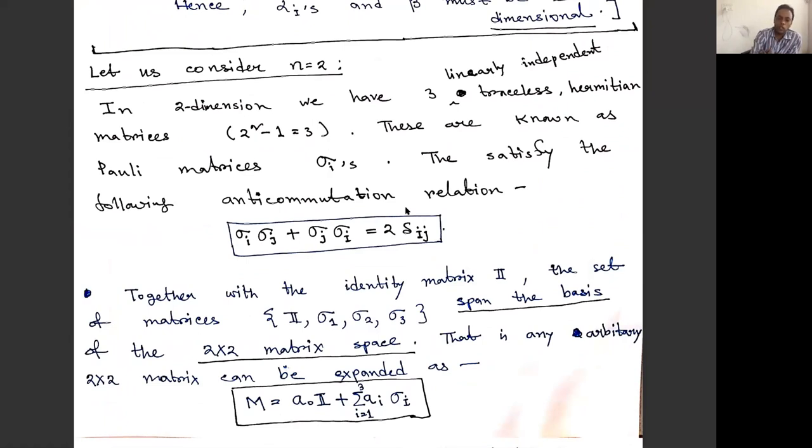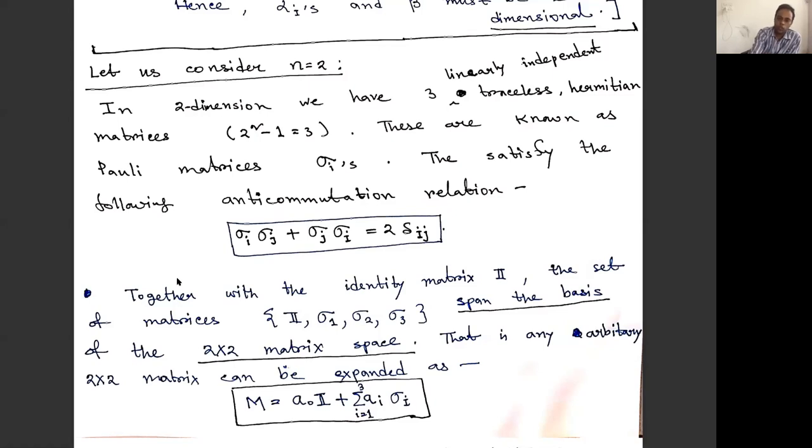Now the job will be done if I can find a beta in 2 dimension which is traceless, Hermitian, and which also anti-commutes with the alphas. And my alphas are actually the sigmas here. So if I can find another traceless Hermitian matrix, which is not the sigma i's themselves, something else, and which also anti-commutes with the sigmas, then I am done. Right? So this is the statement. I have to find a beta, the 4th traceless Hermitian matrix.